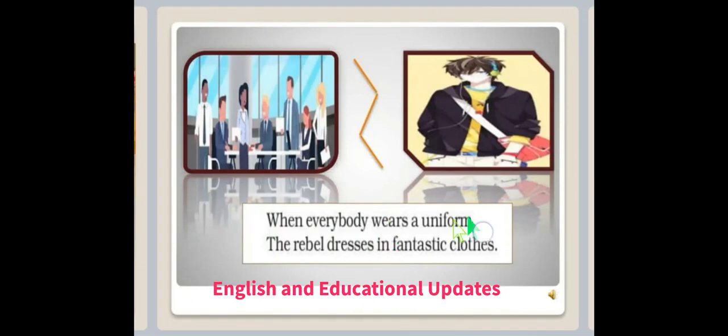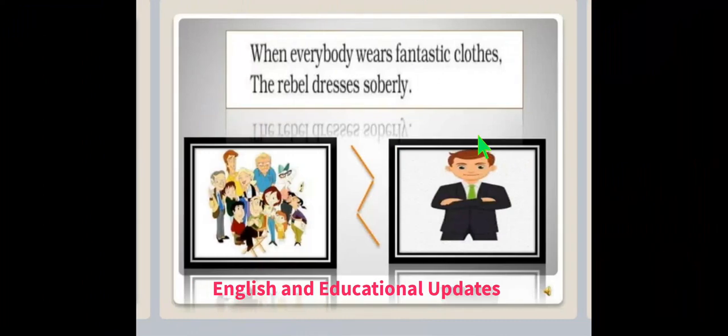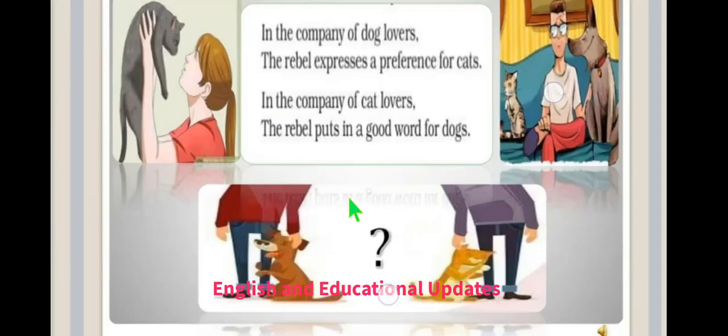When everybody wears a uniform, the rebel dresses in fantastic clothes. చూడండి ఇక్కడ, everybody has some kind of uniform to represent the profession. But here the rebel dresses in fantastic clothes, very modern and trendy. Now let's move on to the next line. When everybody wears fantastic clothes, the rebel dresses soberly, very simple and very normal. So here it is different. Now let's look at the next stanza.